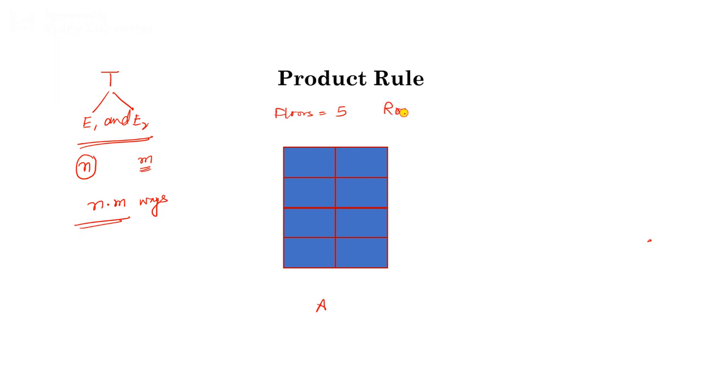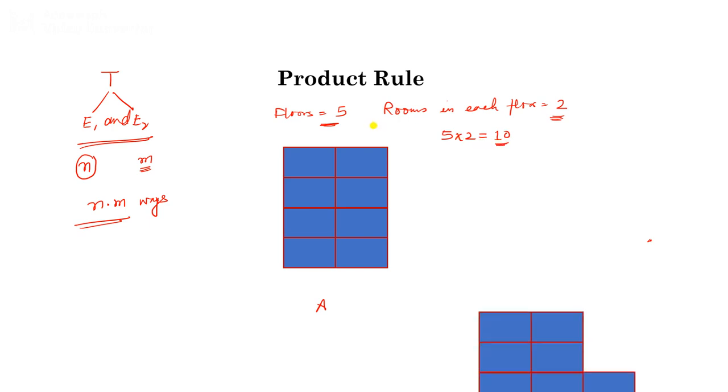So number of rooms in each floor is equal to 2. So if I have to get a room in this building, then how many ways are there to get a room? This is given by 5 into 2, which is equal to 10. So 10 ways are there to get a room in this building. Look at this here. For each of these 5 cases, 2 ways are there. The first one is getting a floor, the second one is getting a room in each floor. So the total number of ways is given by 10. So this is the product rule.